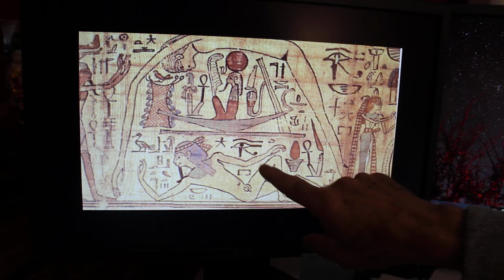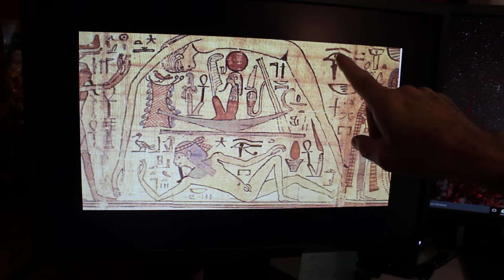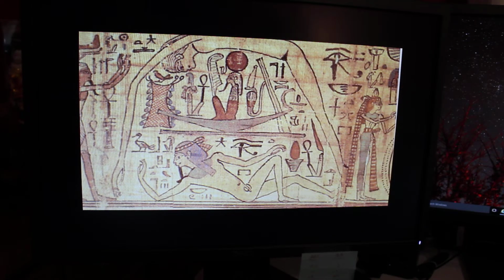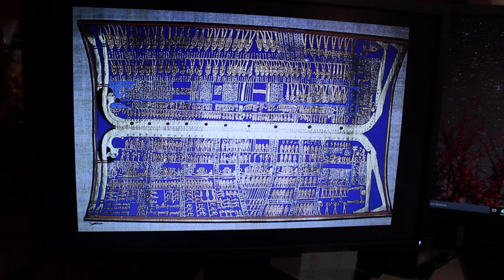The other thing I want you to see is this symbol right here. You see this? It's also the same symbol here. This is the Eye of Horus. So the question is, who is Horus? And we will get to that right here. But before we do that, this is from the Book of the Dead, which is a real thing. There is the Book of the Dead from the Egyptians.